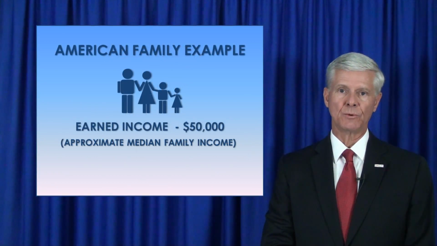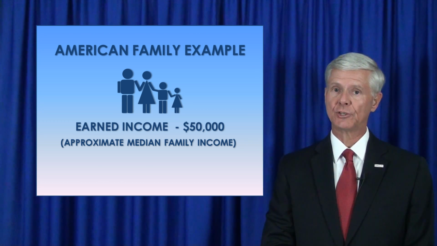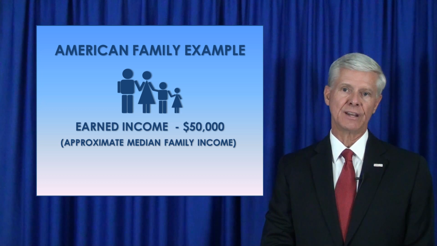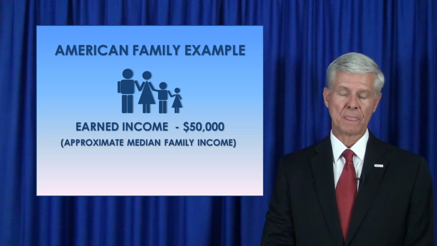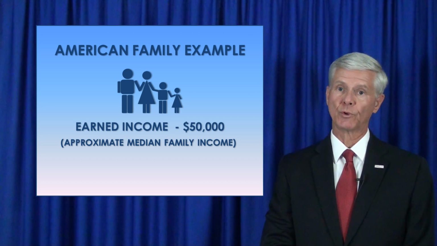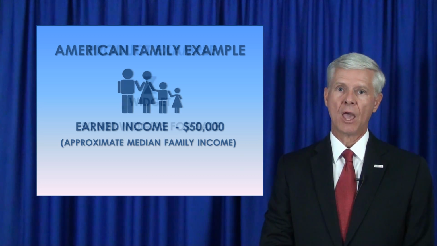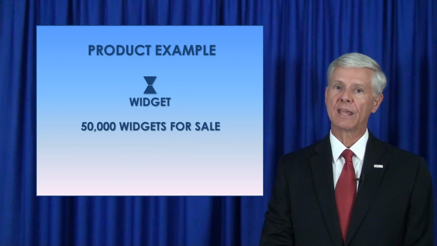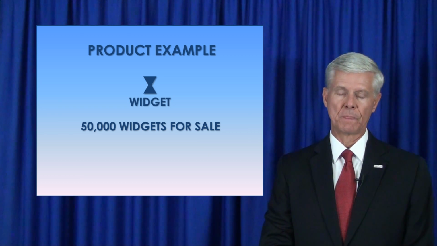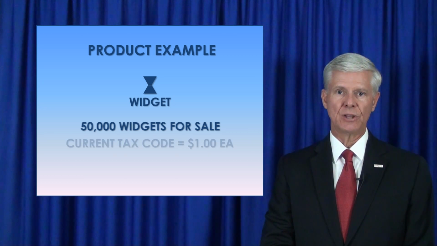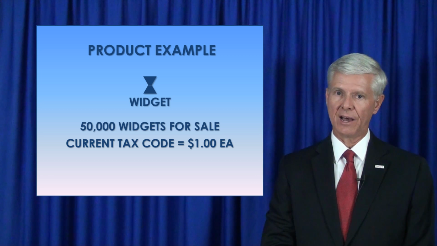In our examination, we will use the typical American family comprised of 2 adults and 2 children with a combined earned income of $50,000, an amount slightly less than the annual median income for American families in 2014. To compare the 2 tax systems for their respective purchasing power, we will use a single product called a widget, and there are 50,000 of them available for purchase. Under the existing tax code, each widget will be priced at $1.